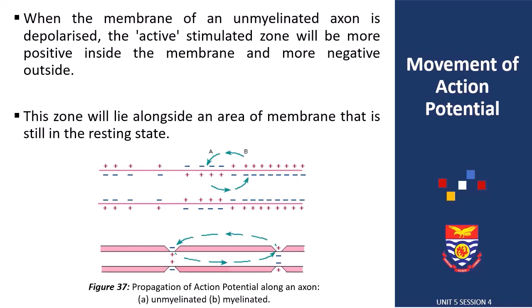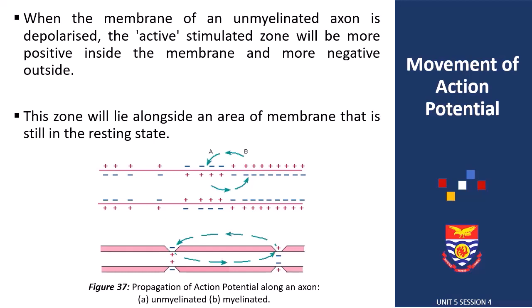When an action potential in an excitable cell, such as the neuron, is generated, how is it then propagated along the axon? So we will look at the movement of action potential along the axon, and we make use of the local circuit theory of action potential propagation as shown in the figure in this particular slide.